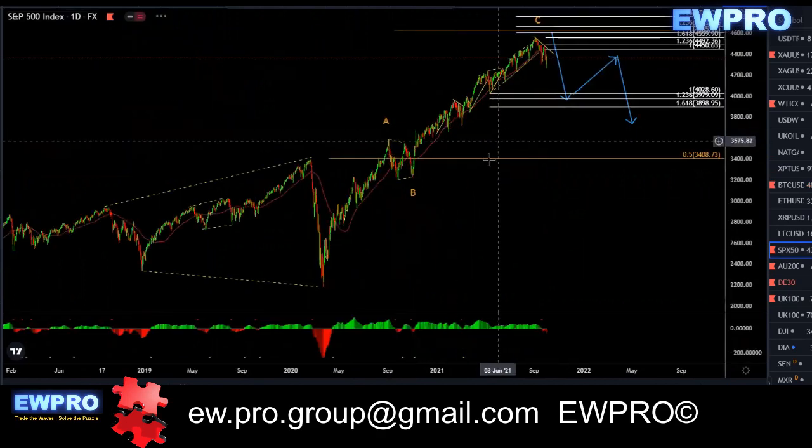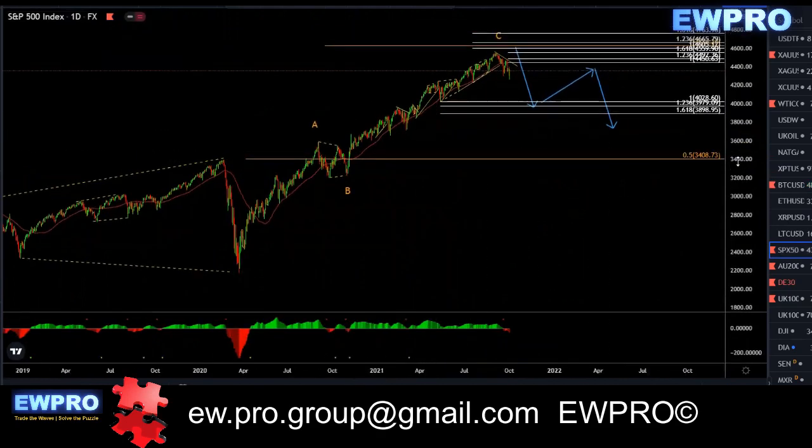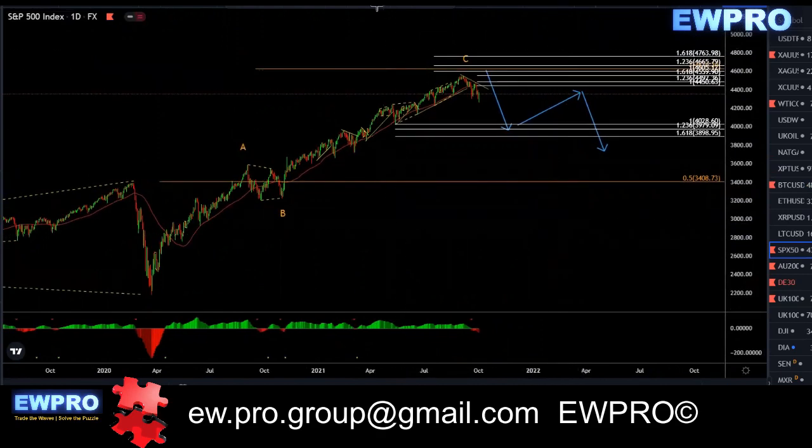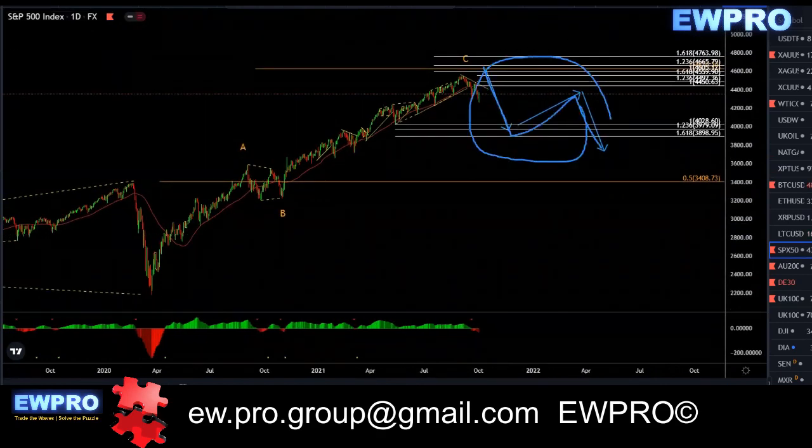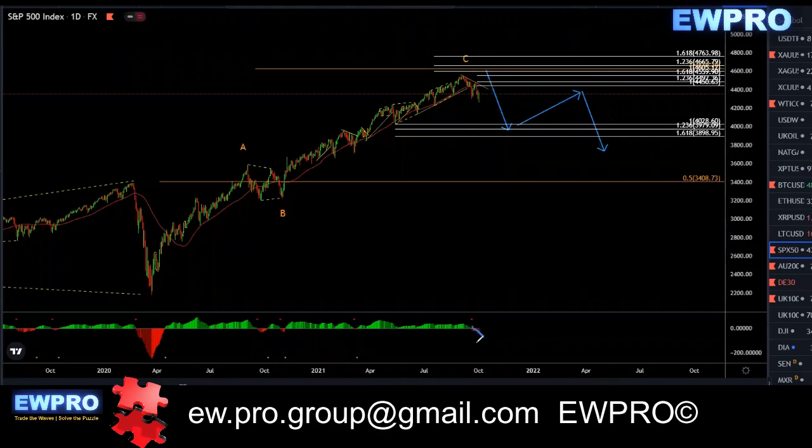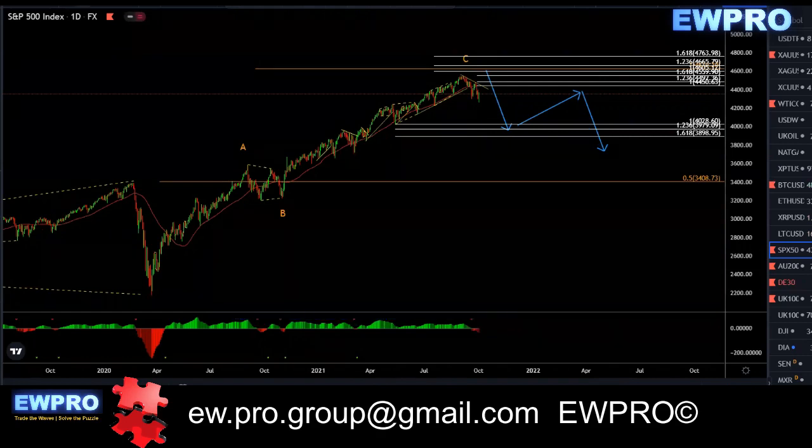SPX on the daily. So eventually I am looking for this A, B, C. We're looking for a larger correction eventually. We have turned down on the MACD now, and we've got all this bearish divergence. Very risky to be buying up here.